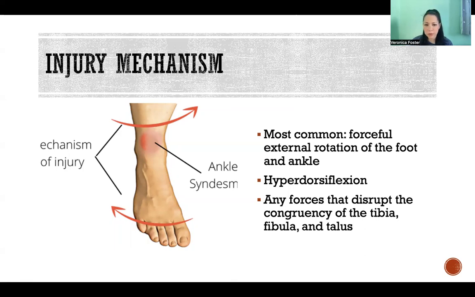When I say congruency in reference to a joint, the congruency of a joint means like how well the joint fits together. So like a more congruent joint means that the bones really fit together like puzzle pieces. A less congruent joint is one where they don't really fit together very well. They're just kind of tenuously sitting next to each other. So that would be a joint that's not very congruent. So any forces that disrupt how well those bones fit together essentially could cause a high ankle sprain.